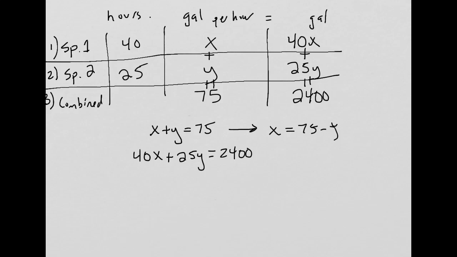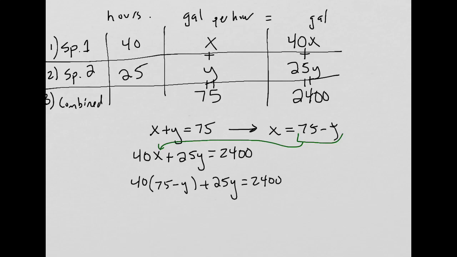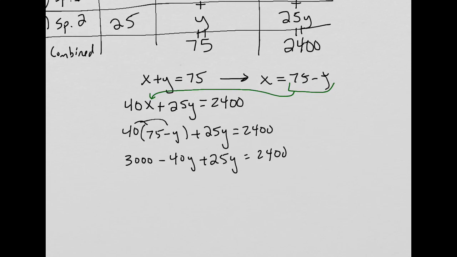And then I'm going to take that 75 minus y, and plug that in for x in the second equation. So if I do that, I get 40 times (75 minus y) plus 25y equals 2,400. Distribute the 40. That gives me 3,000 minus 40y plus 25y equals 2,400. Notice that equation only has one variable. So combine my y's, that gives me 3,000 minus 15y equals 2,400.